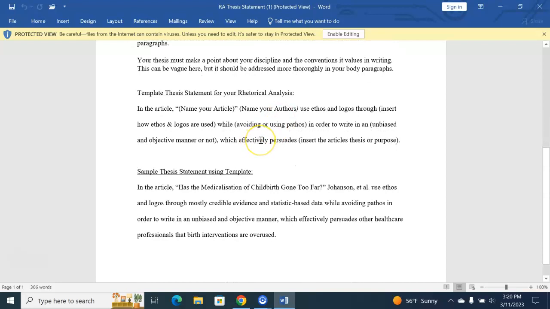So here I give you a template. You can plug in things like the name of your article, the names of your author, how ethos and logos are used, whether pathos is used or avoided, whether it's objective or unbiased, and whether it's effective or not. So you'll go ahead and plug it in and come up with a good working thesis statement.